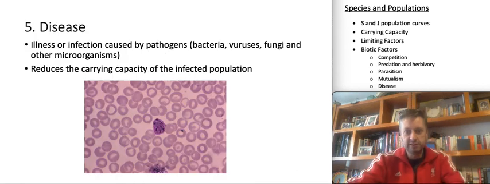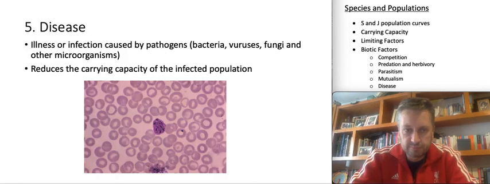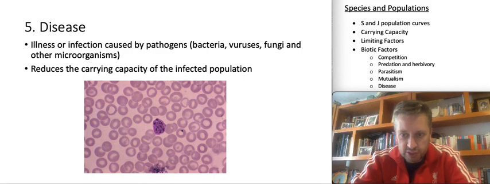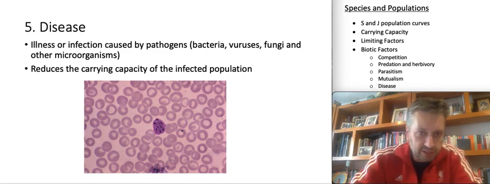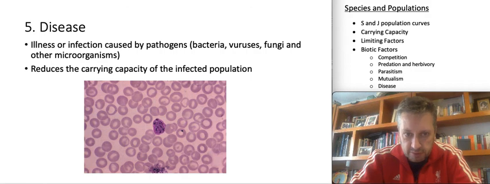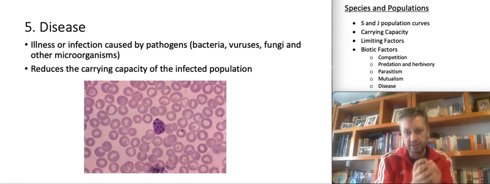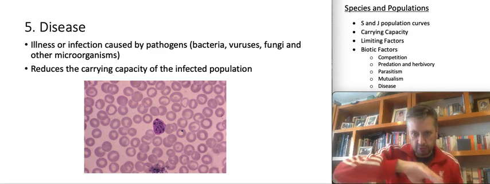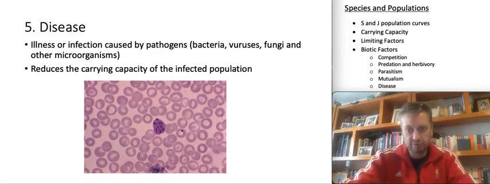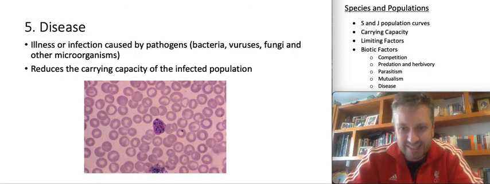Okay, and then finally, disease. A kind of strange biotic interaction, I would say. So disease is illness or infection caused by pathogens, and basically it's another limiting factor that causes the population to level off or not be able to exceed its carrying capacity. It's an example of a limiting factor and a biotic factor.